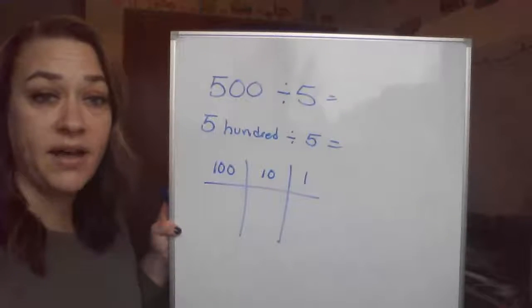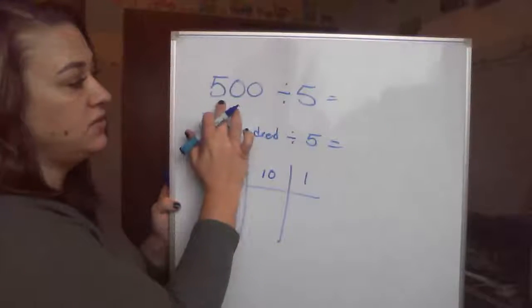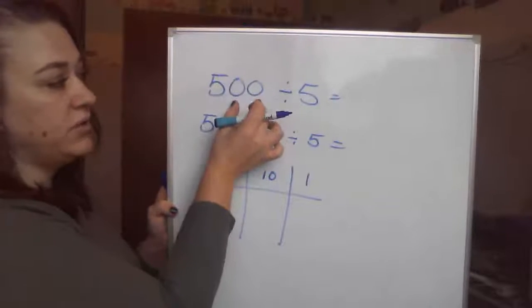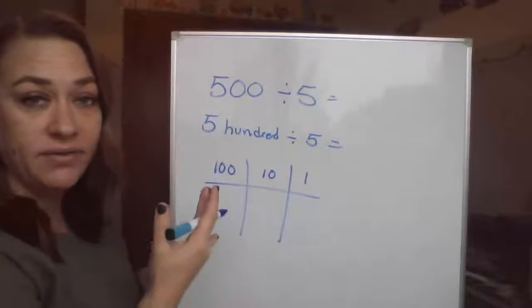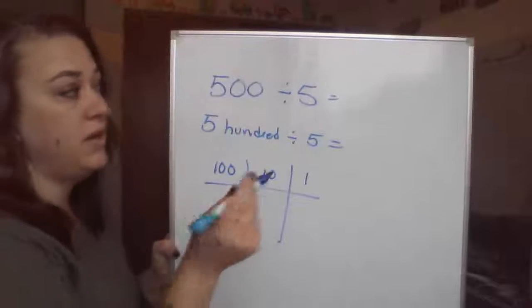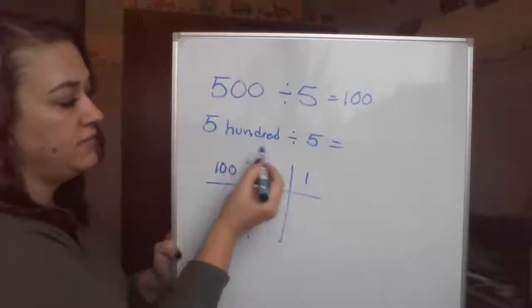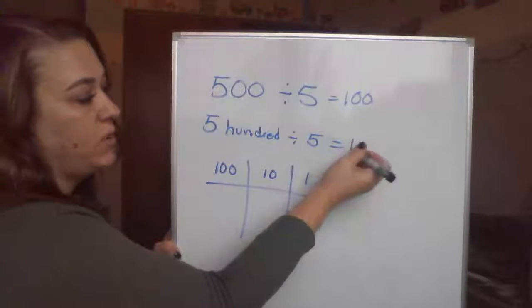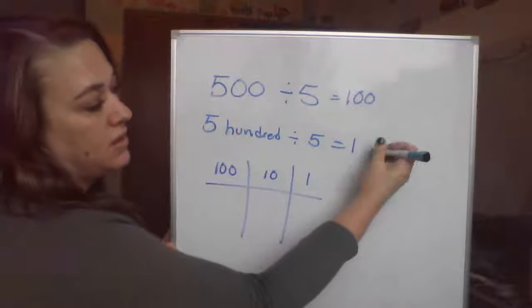All right, so here we have 500 divided by 5. Ignore the zeros. 5 divided by 5. How many groups of 5 can I make if I have 5? I can only make 1. So I'm going to have 100. 5 divided by 5 is 1, but I have my hundreds there, so it's 100.